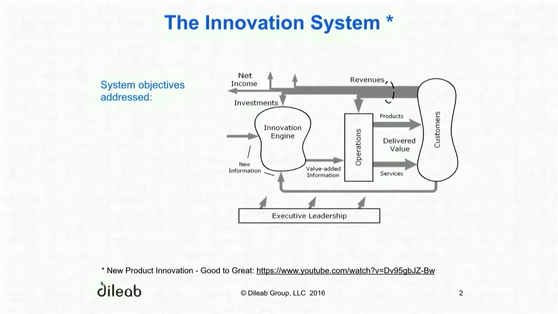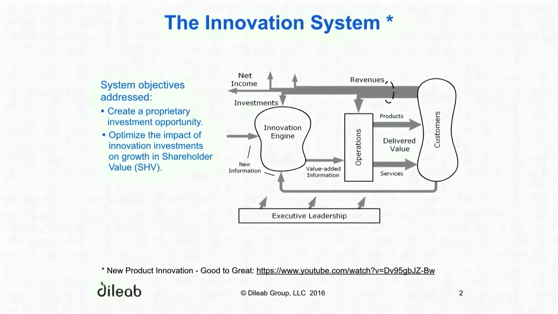The earlier video addressed a comprehensive set of objectives that the innovation system must achieve. This one will focus on just two of those. First, it will address the creation and management of a proprietary investment opportunity. Brief case studies will be presented that highlight two familiar and very successful examples. Second, this video will describe how the innovation system affects shareholder value.